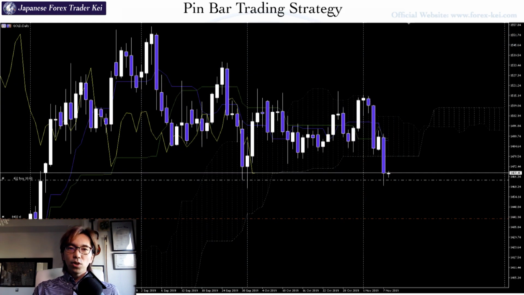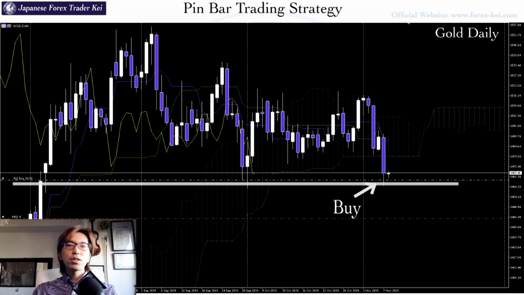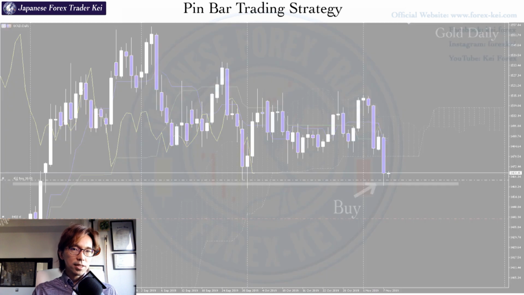This is a daily chart on gold, and I placed buy right here at the tip of the wick pointing down. And if you just look at this daily chart, you might think there's a clear support here, and that's why I placed buy. And yes, that's one of the reasons why I placed buy here, but like I explained, I also look at lower time frame chart to make me even more confident on buying here. And let me show you what was coming to my mind.